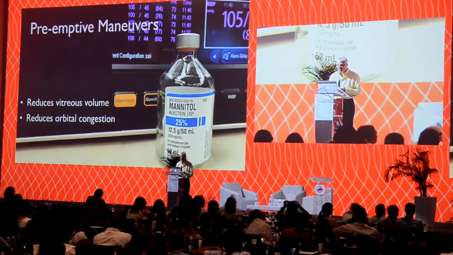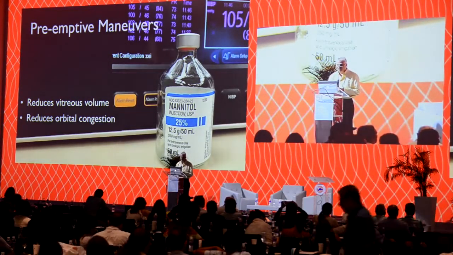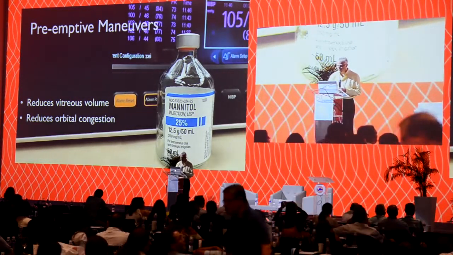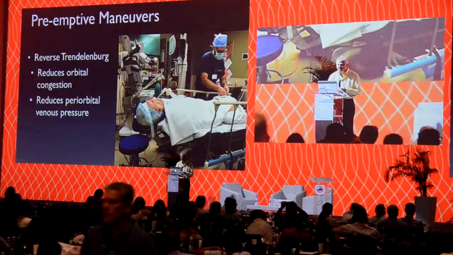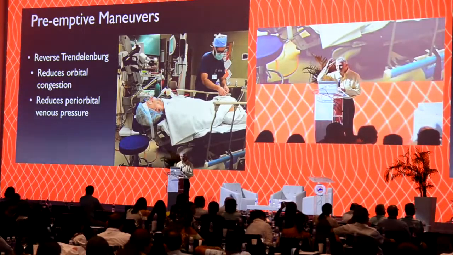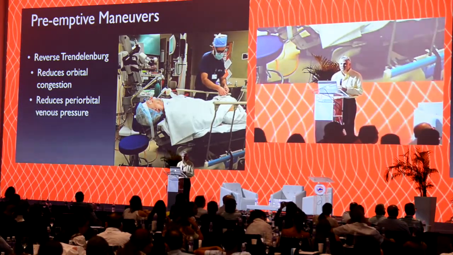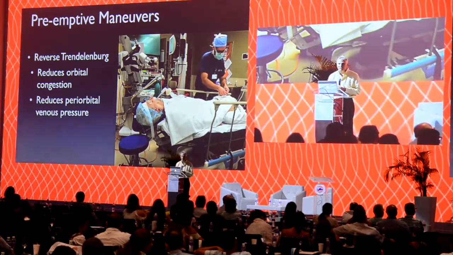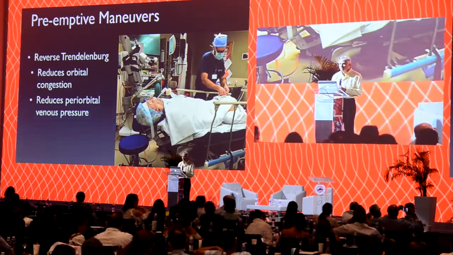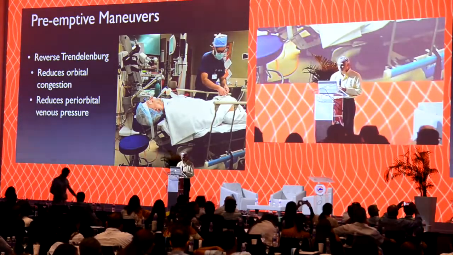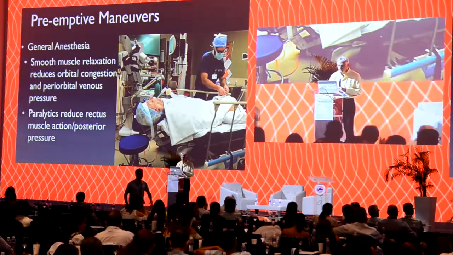It also reduces the orbital congestion. Both of those things reduce our posterior pressure. Again, identifying why we are doing these things. I place the patient in reverse Trendelenburg position. This also further reduces orbital congestion and further reduces periorbital venous pressure. All of these things reduce our risk for effusion.